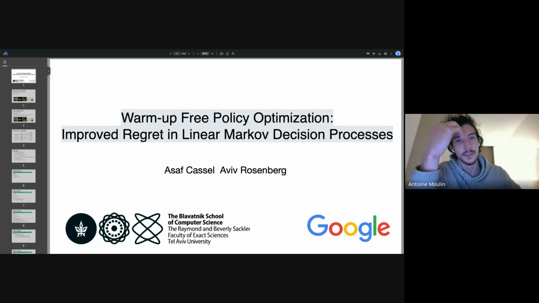Today we have Asaf Cassel presenting his work with Aviv Rosenberg on linear MDPs. Asaf Cassel is a fifth-year PhD student at Tel Aviv University, working with Tomer Cohen. Prior to that, he was working at the Technion. His research interests primarily lie in reinforcement learning theory, as you could guess, with an emphasis on non-tabular problem settings, such as the linear ones, as he's going to talk about today. So Asaf, thank you for coming, and you can start.